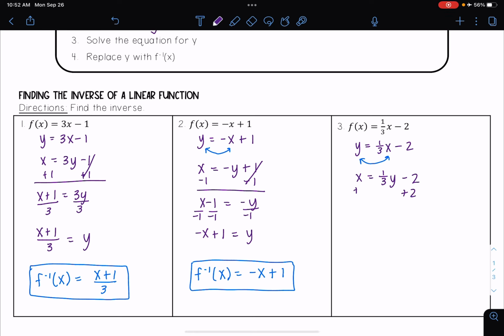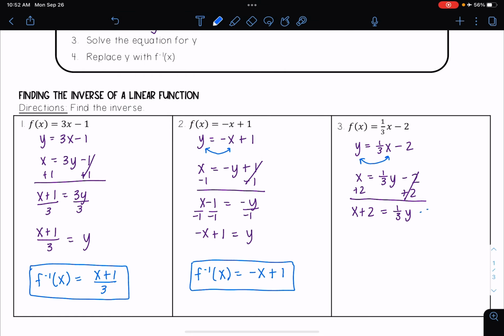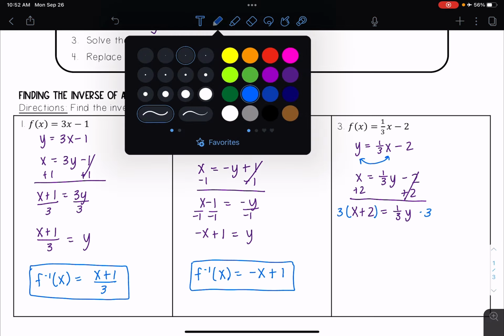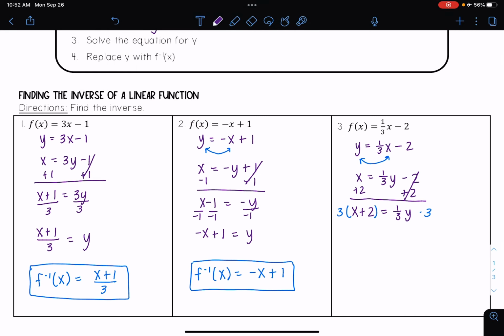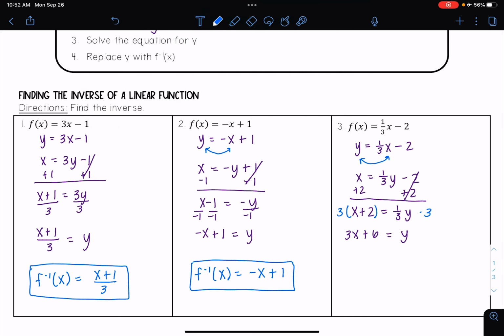Add 2 to the other side because I want to now solve for y. So I want to get y by itself. And so I get x plus 2 is equal to 1/3 y. And now to get rid of that 1/3, I just need to multiply both sides by 3. And so when I do that, I need to make sure I distribute this 3. So I get 3x plus 6 is equal to y. And the last step is to replace that y with f inverse of x. So I get f inverse of x is equal to 3x plus 6.